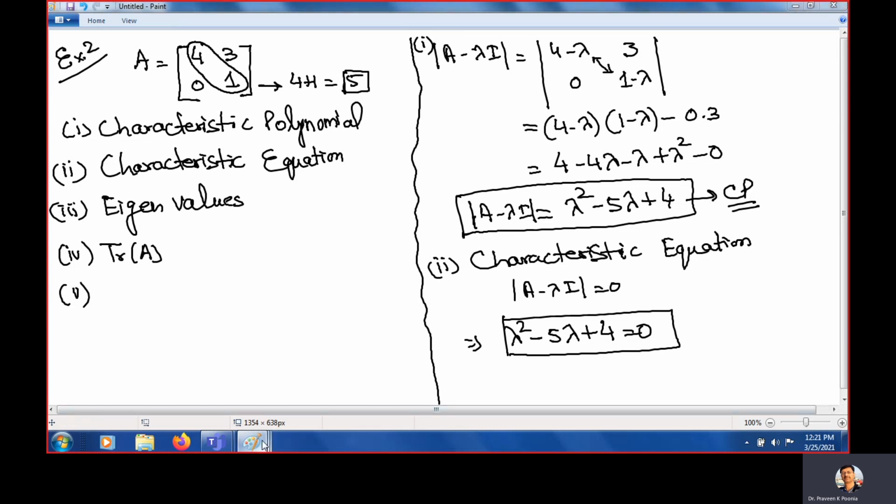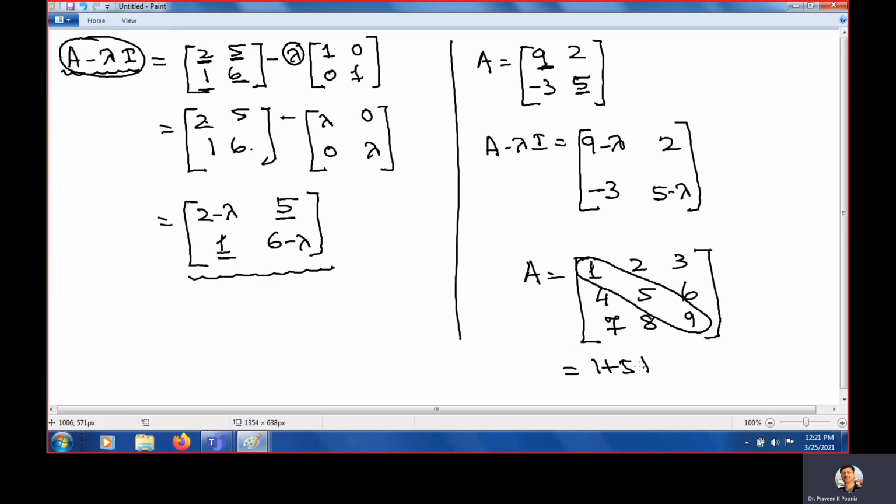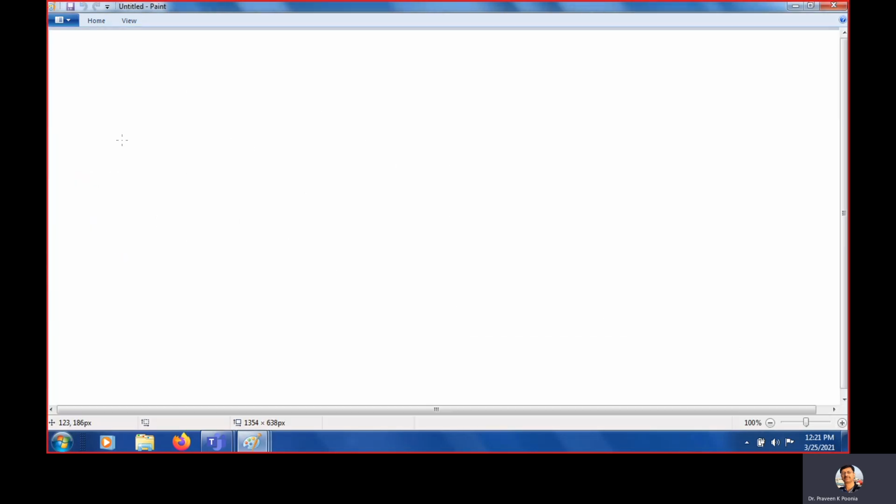Even if I write a big matrix, for example, the matrix A is equal to, say, a 3 by 3 order matrix 1, 2, 3, 4, 5, 6, 7, 8, and 9. What is the trace of this matrix? You only need to select the sum of diagonal entries. So what is this? 1 plus 5 plus 9, that is 15. The trace of this matrix is 15, because trace is equal to the sum of the diagonal entries. This thing you need to remember.